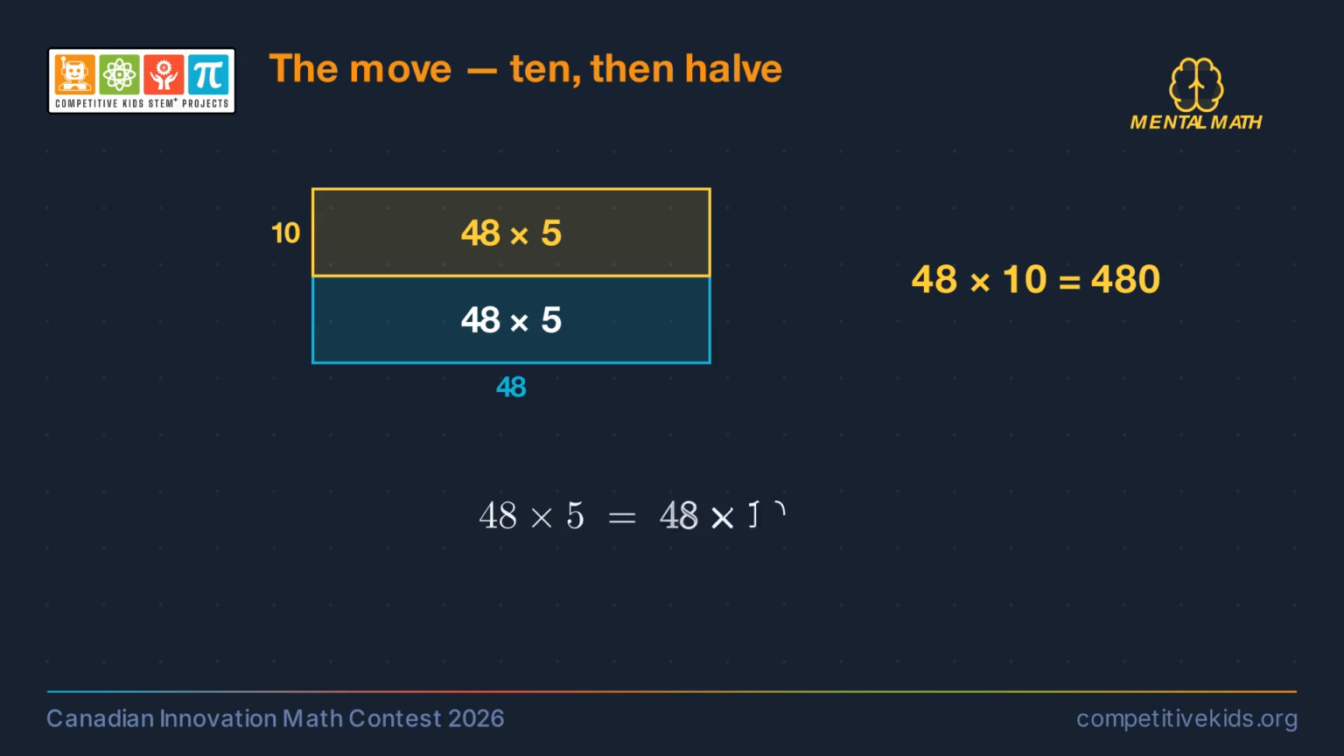Times 5 is half of that. Half of 480 is 240. And the standard way agrees.